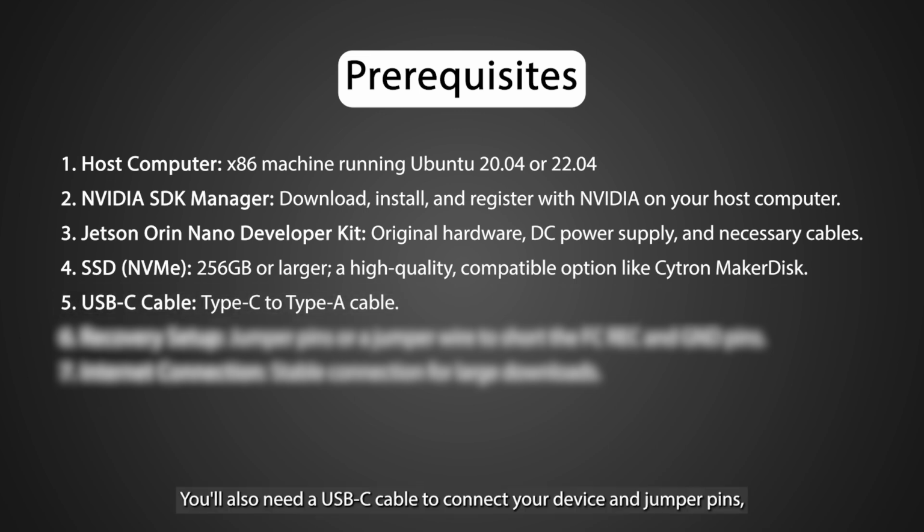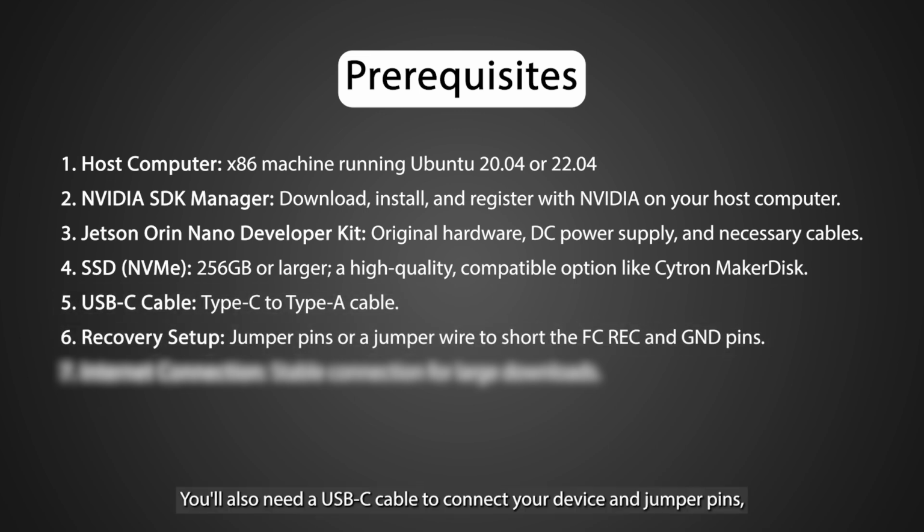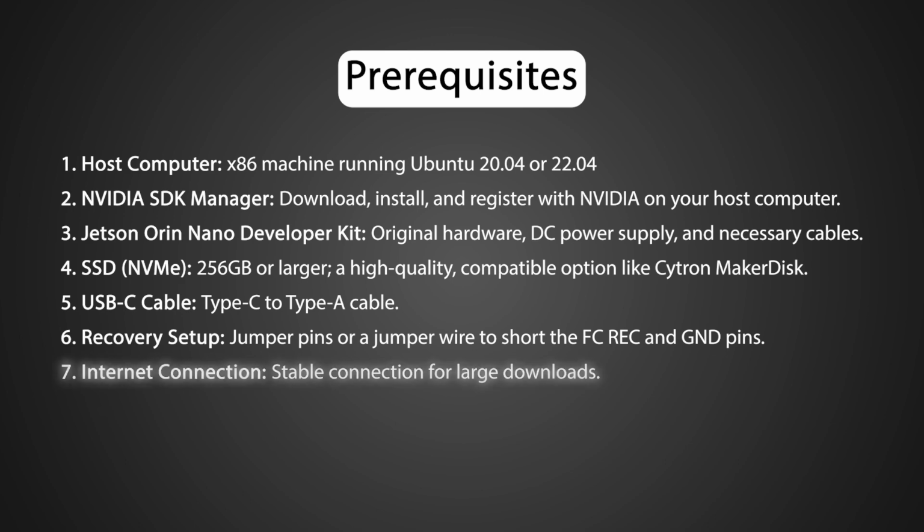You'll also need a USB-C cable to connect your device and jumper pins, or a jumper wire to enable recovery mode by shorting the FC-REC and GND pins. Lastly, ensure your internet connection is stable, as you'll be downloading a significant amount of data. With all these prerequisites in place, you're ready to start the upgrade process.